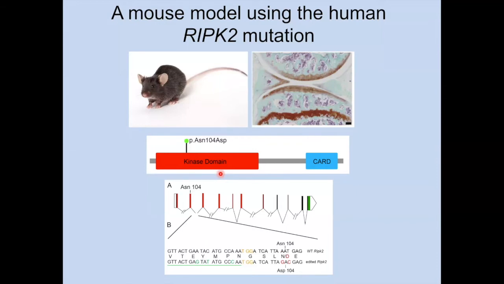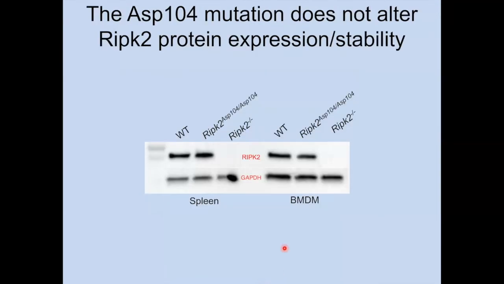And so we make that change. With the mice, we wanted to make sure that the gene is expressed at normal levels and that it doesn't affect the stability of the protein.